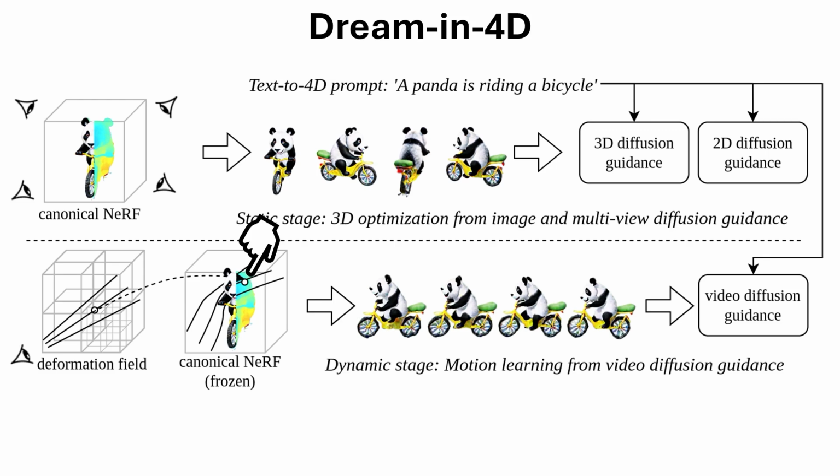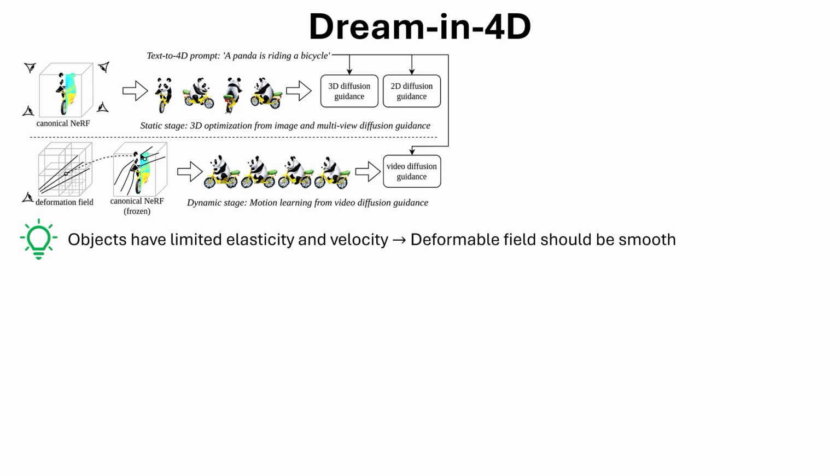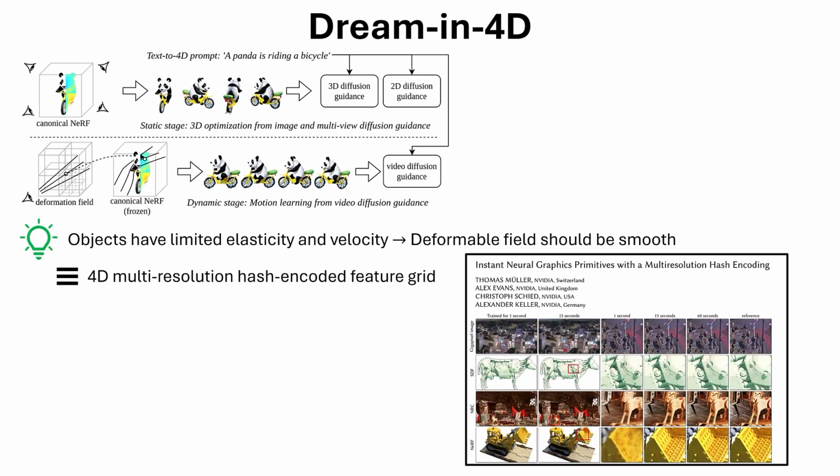But aside from the overall pipeline, there are a tiny bit of details that are very important for the final quality. The first thing to note is that the objects have limited elasticity and velocity, so the deformation field that we have to train is expected to be smooth, both spatially and temporally. Because of that, they have used a 4D multi-resolution hash-encoded feature grid, following this 2022 paper that proposes a method called Instant NGP, and inspired by that idea they use different resolutions for static and dynamic.